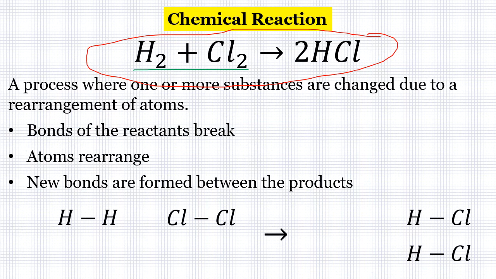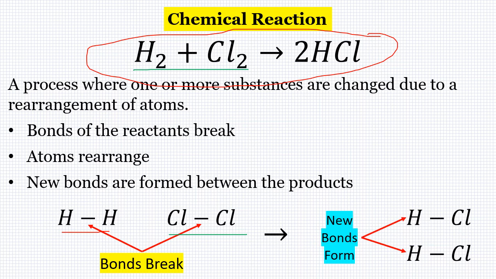We've got our hydrogen. We have our chlorine. So what's going to happen is these bonds here are going to break. The hydrogens are going to break apart, the chlorines are going to break apart, and then new bonds are going to form. So we'll end up with hydrogen and chlorine combining. Those are the new bonds that are forming. And that is, in a nutshell, what's happening in a chemical reaction.